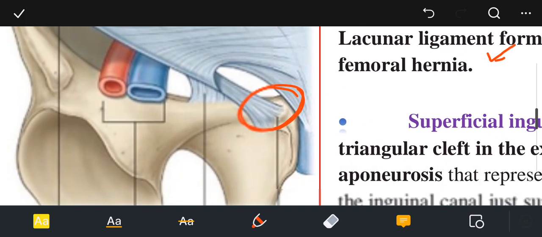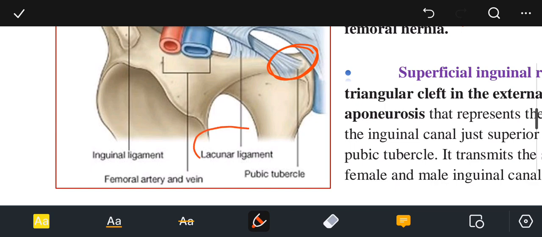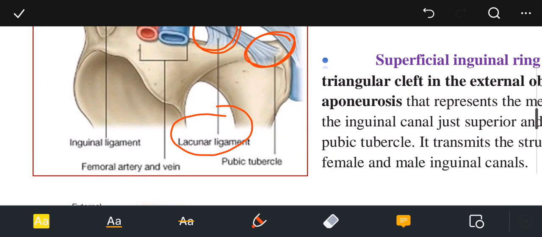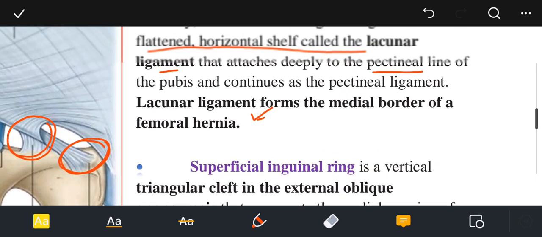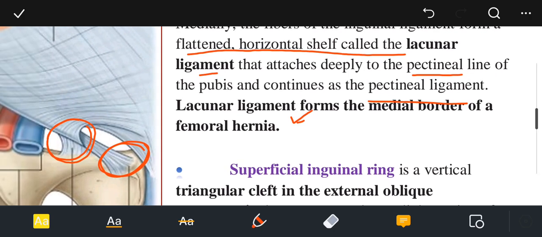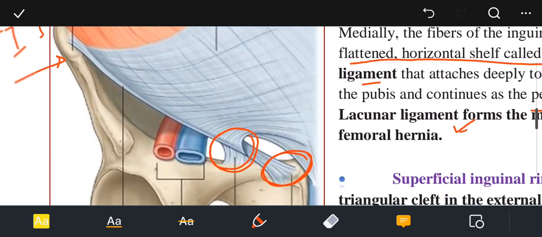As you can see in this picture, this is the lacunar ligament, where the deep fibers of the inguinal ligament are becoming continuous with the pectineal line of the pubis right down over here. This is the lacunar ligament, and then we have the other thing, the pectineal ligament, that attaches deeply to the pectineal line of the pubis and continues as the pectineal ligament. The lacunar ligament forms the medial border of the femoral hernia. We'll talk about the femoral hernia later on, but for right now remember these contributions of the external oblique aponeurosis. The first one was the inguinal ligament, the second one is the lacunar ligament, and then there is the pectineal ligament.